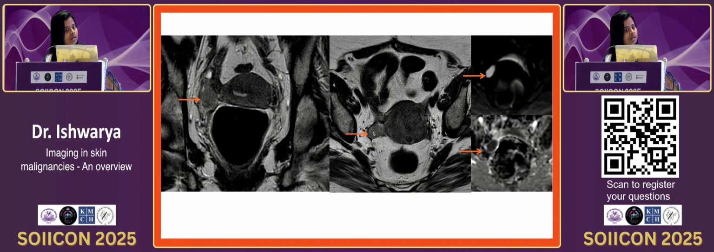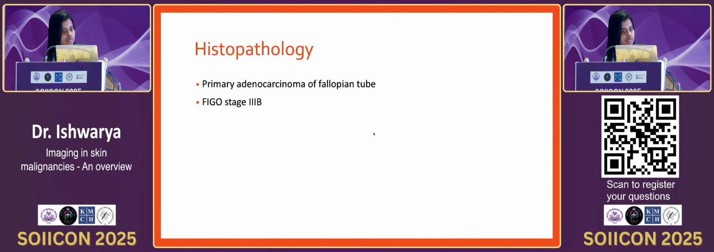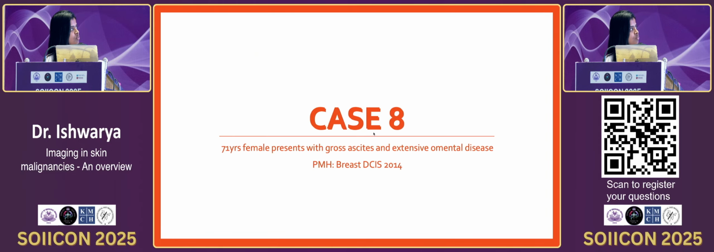So it's unlikely to be a metastasis from the melanoma because of the pattern, and it was a low-grade melanoma. So we said, no, we need to go and take this out, and it was a primary adenocarcinoma of the fallopian tube, staged as 3B, and the melanoma was a stage 1.